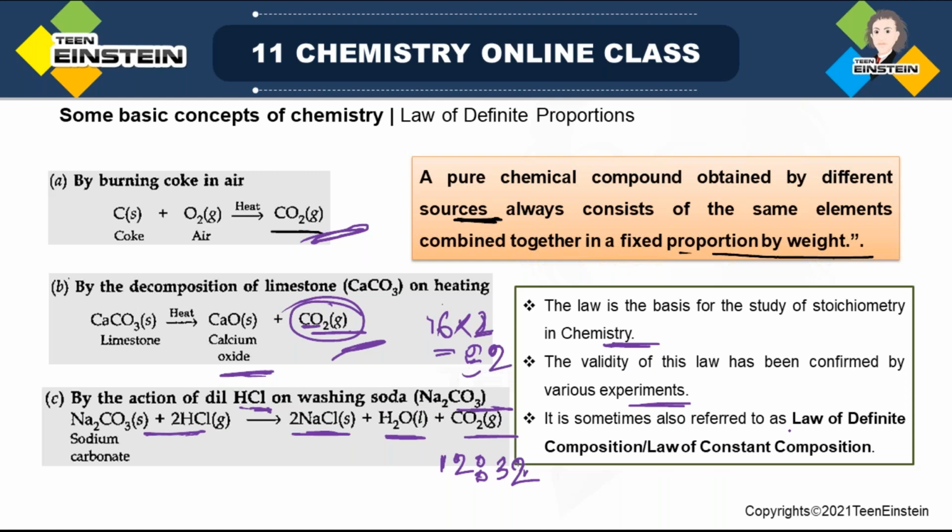This law, there is another name for this law, which is definite composition. So why you should know the other names? Because if you are getting any problem where definite proportion, this term is not used, instead definite composition is used or constant composition used, so you have to understand that that is actually another name of definite proportion. Okay, so it is also known as law of definite composition or law of constant composition.